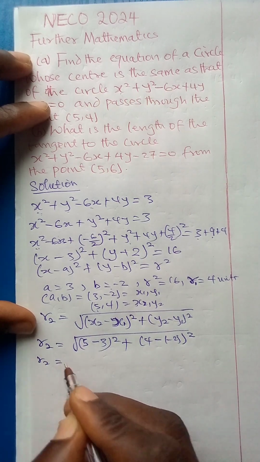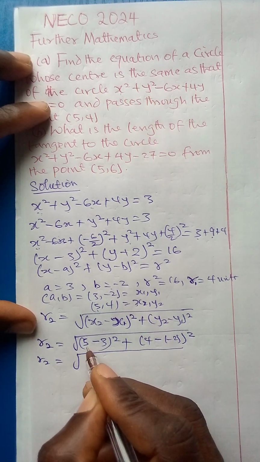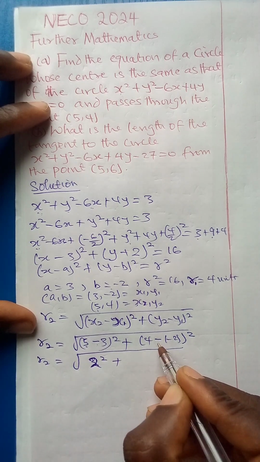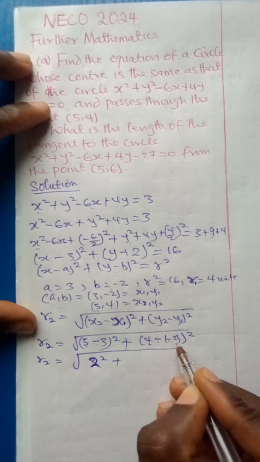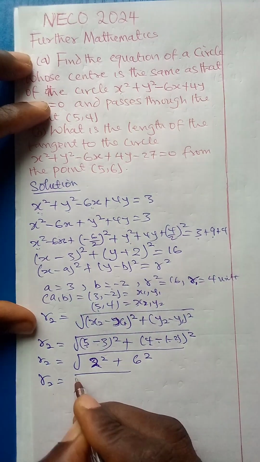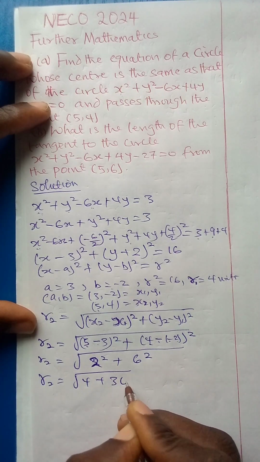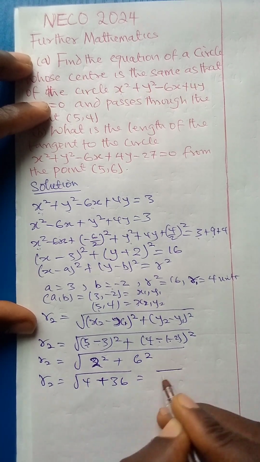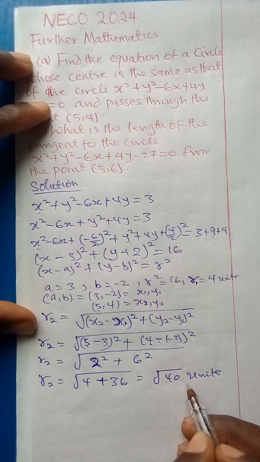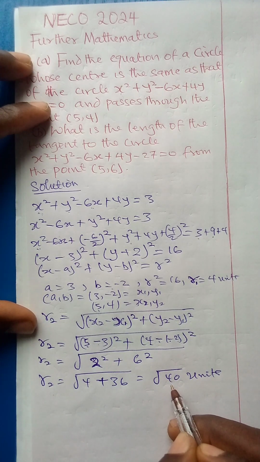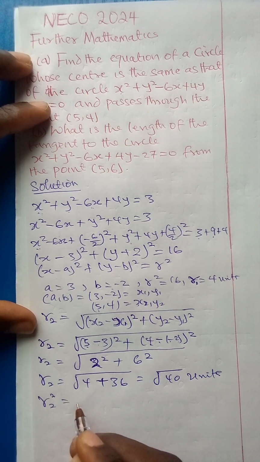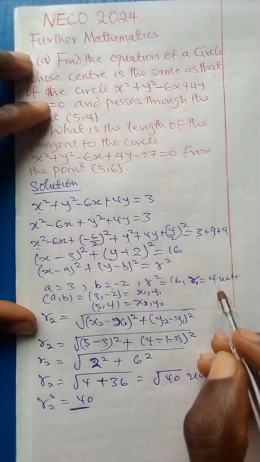So r2 will now give us the square root of (5 minus 3 is 2) squared, plus, minus times minus is plus, (4 plus 2 is 6) squared. So r2 equals the square root of 4 plus 36, which is the square root of 40 units. So the new circle has a radius of root 40 units. That means r2 squared will give us 40 as we have it here.